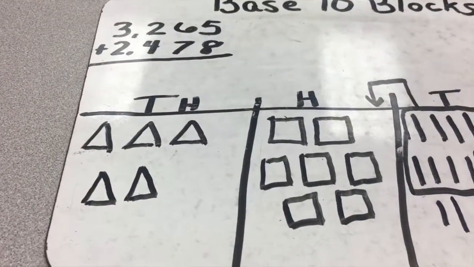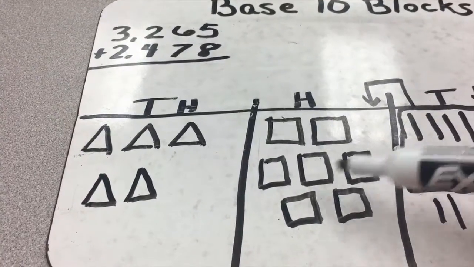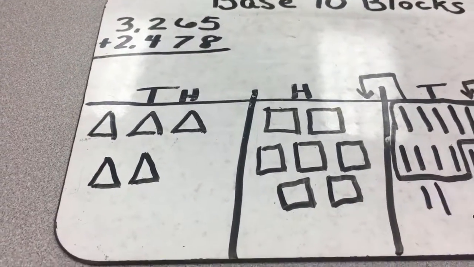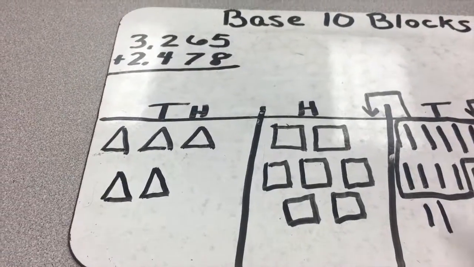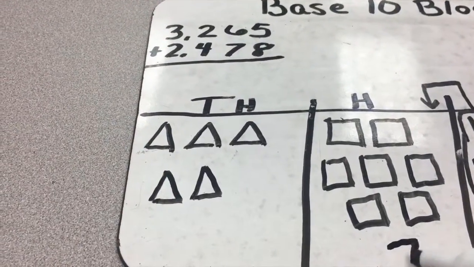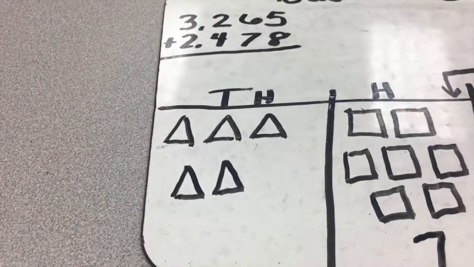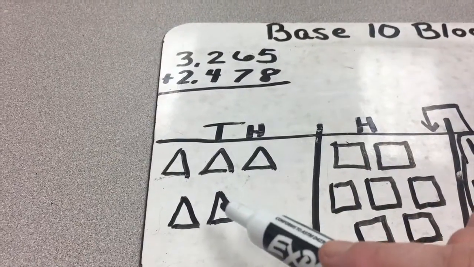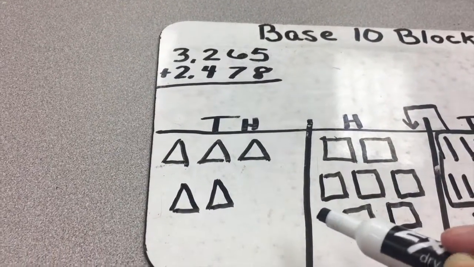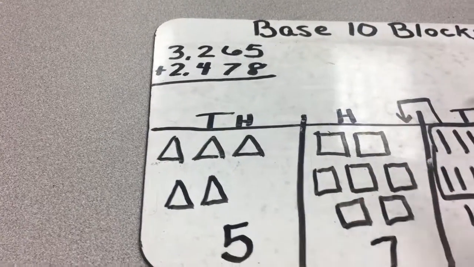Now I'm going to my hundreds. 1, 2, 3, 4, 5, 6, 7. I have 7 100s. I don't have a 10, so I don't need to regroup. I'm just going to record the number that I have, 7. Then I'm going to move to my thousands. I have 1, 2, 3, 4, 5 1,000s. Again, there's nothing to regroup, so I'm just going to record my number.